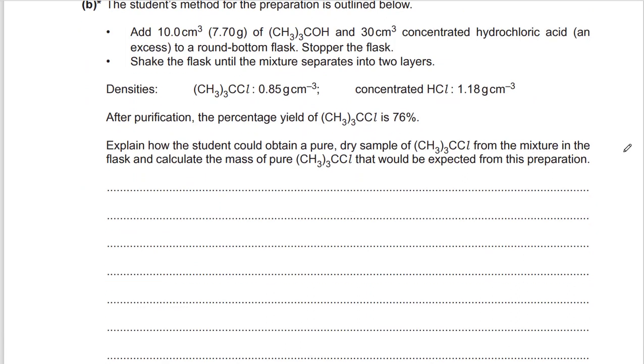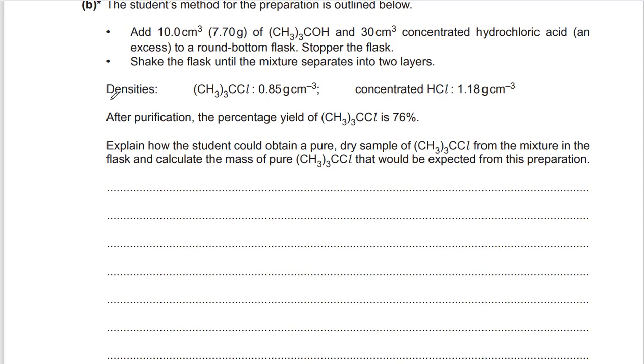Okay, part B. Okay, big 6 marker again. Lots of 6 markers on the depth paper. They give you a method, so they're adding 10 centimeters cubed or 7.7 grams and 30 of hydrochloric. Stoppered it. They've shut the flask until they're separated into 2 layers. They give you the densities. These are quite important. We'll get to that later.